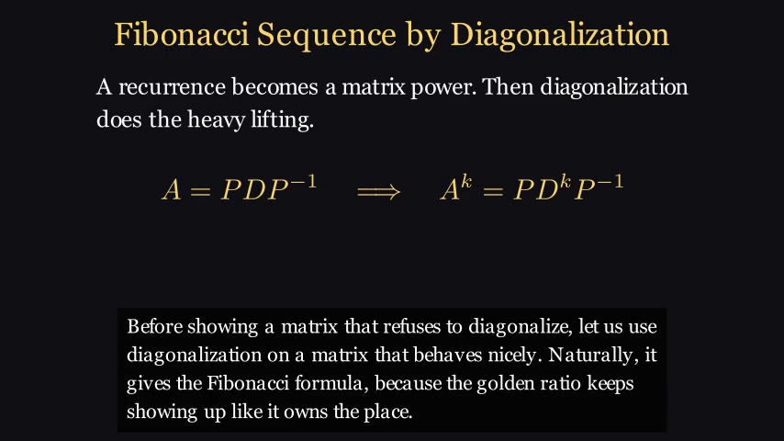Before showing a matrix that refuses to diagonalize, let us use diagonalization on a matrix that behaves nicely. Naturally, it gives the Fibonacci formula, because the golden ratio keeps showing up like it owns the place.